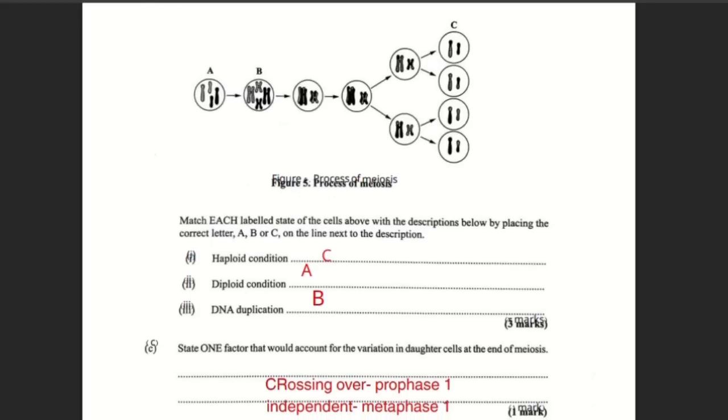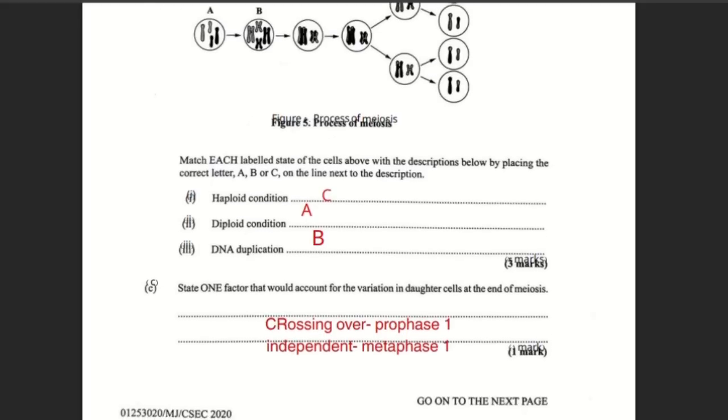Then it says state one factor that would account for the variation in daughter cells at the end of meiosis, because we know that at the end of meiosis the four daughter cells that are produced are all different. None of them are alike, and this is because of two processes. Even though this question only asks for one, there are two processes that take place during meiosis. Meiosis does the lap twice, so it's basically mitosis done twice with a little tweak to it.